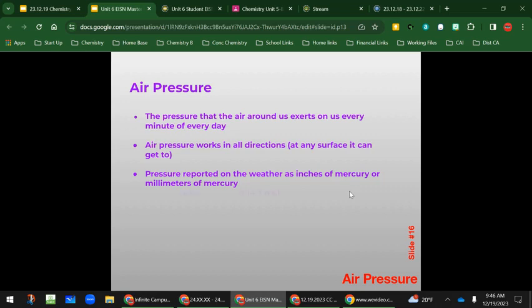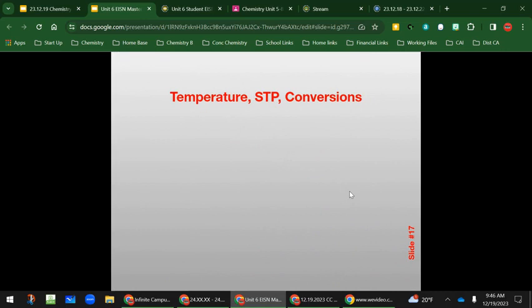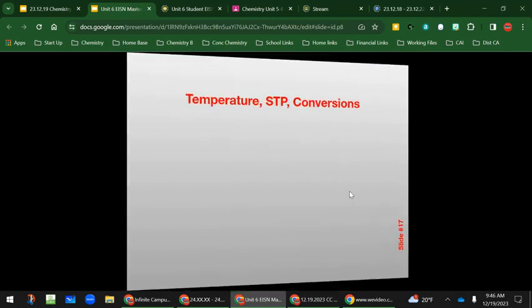Air pressure is normally about 14.7 psi. That's where we get the 15 from. That's why I've been giving that number to you. All right. So let's talk about temperature, STP, and conversions.